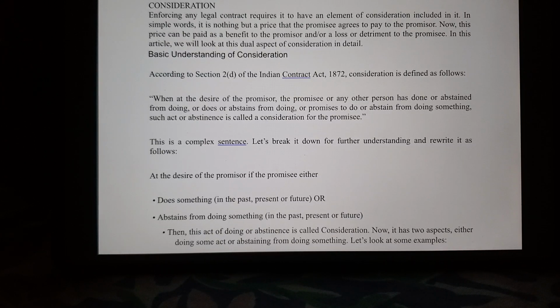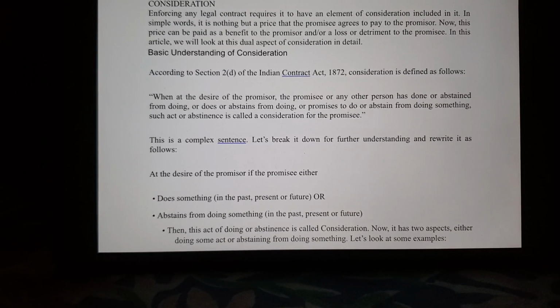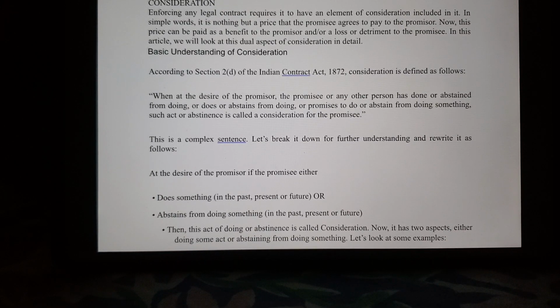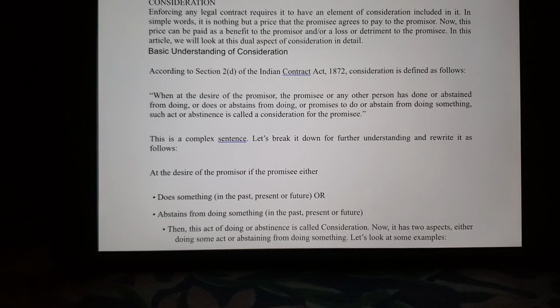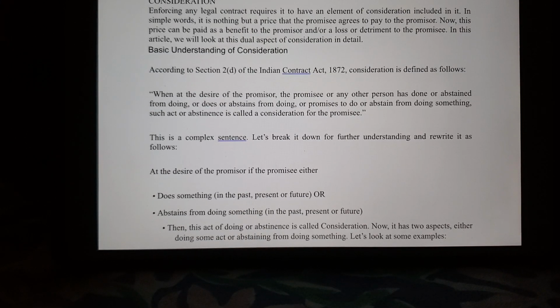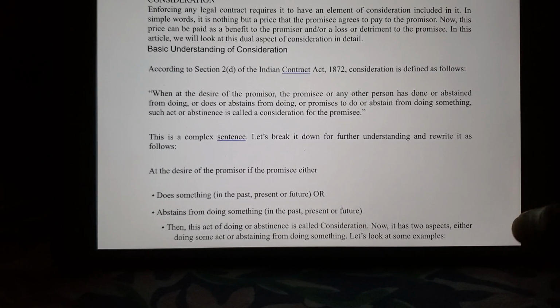At the desire of the promisor, if the promisee either A. does something in the past, present, or future, or B. abstains from doing something in the past, present, or future, then this act of doing or abstinence is called consideration. Now it has two aspects, either doing some act or abstaining from doing something. Let us look at some examples.